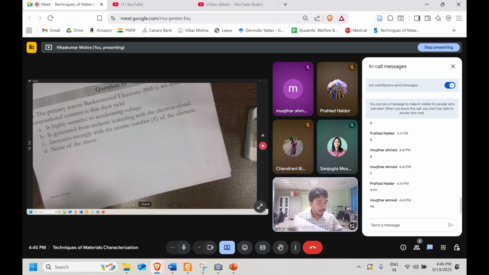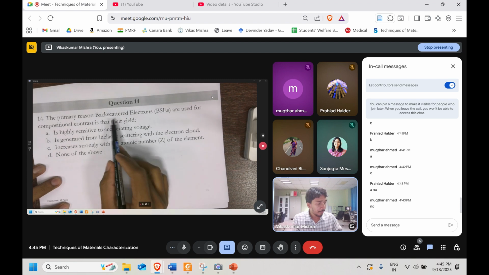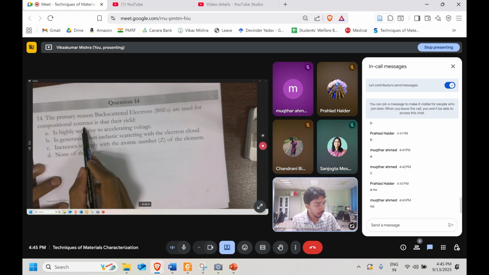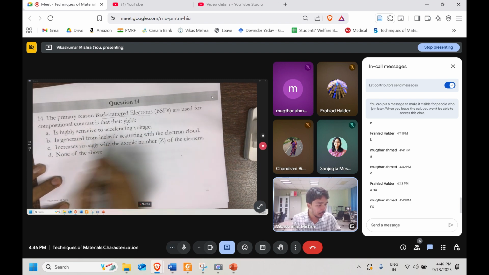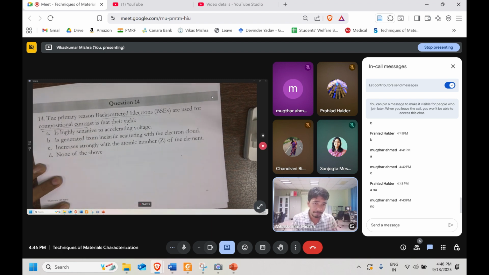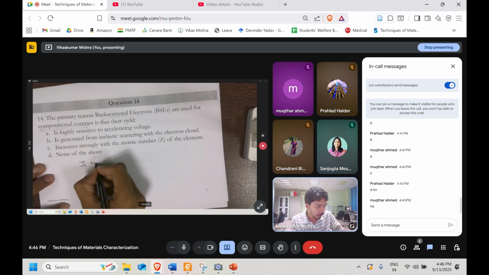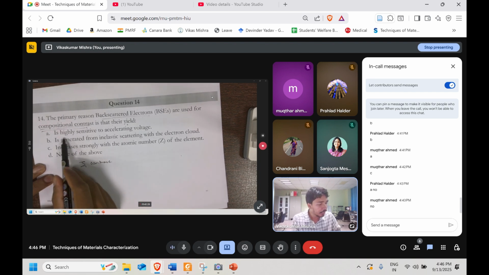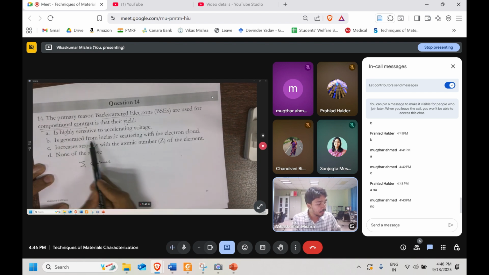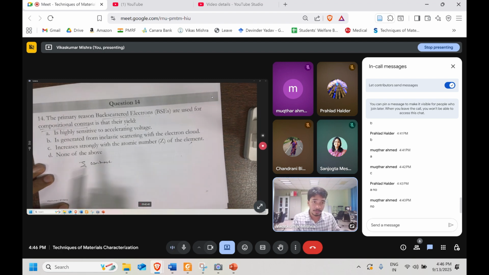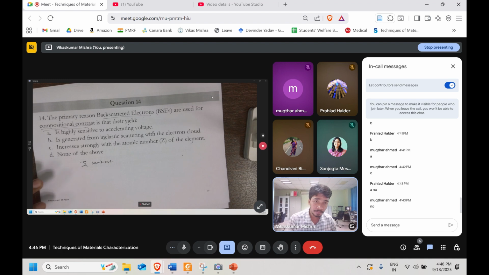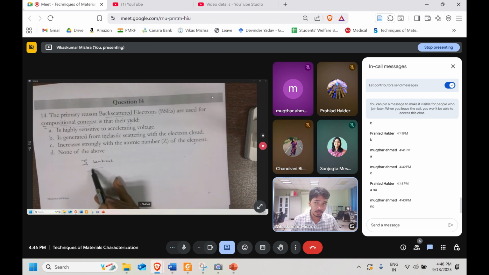Now let's try to answer one more. The primary reason the BSC detector is used for compositional contrast is that their yield... Why is the backscattered electron detector used for compositional contrast? That is Z contrast we are talking about. The options: it's highly sensitive to the accelerating voltage; it generates from the inelastic scattering; electron cloud increases strongly with the atomic number of the element; none of the above. What do you think? What is the right answer over here? BSC, why are we using it for the Z contrast?